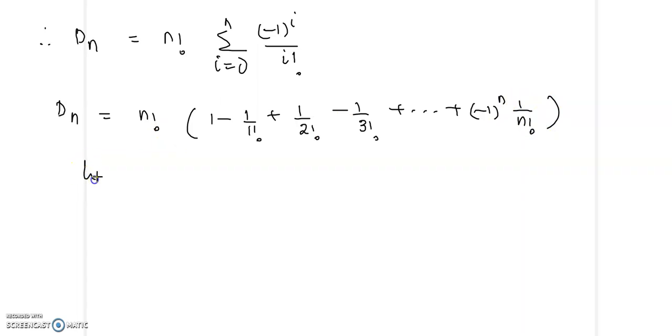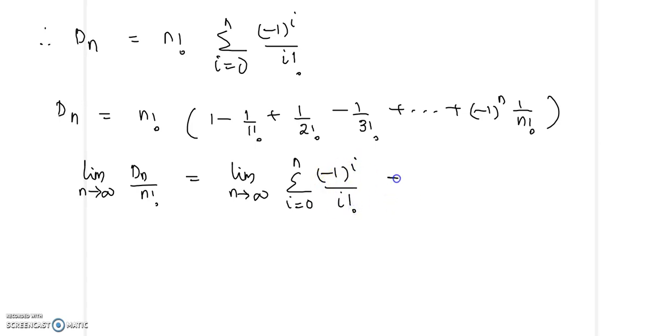So if you take limit n tends to infinity dn by n factorial, so that is limit n tends to infinity summation i equal to 0 to n minus 1, whole power i by i factorial. So you know this is the series for e raised to minus 1, so the limiting value is e raised to minus 1, which is equal to 0.367. So that is the limiting value of dn by n factorial.